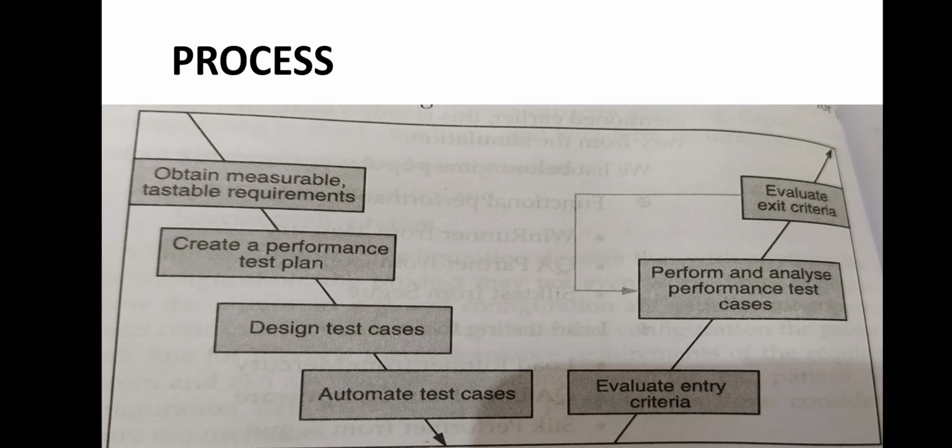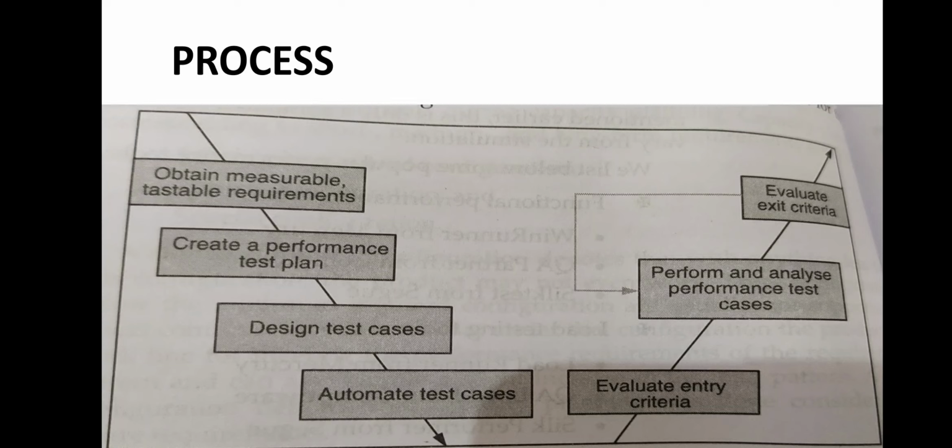You can see here in the diagram that when we talk about the process of performance testing, first of all, as we have stated in the last slide, we have to obtain the measurable, testable requirements, only testable. That means we will collect all, but we will select only testable. After that, we will go for a test plan. You can see at your left side, the second rectangular box is representing the same thing. After that, test cases will be designed, and automation for test cases will be used.